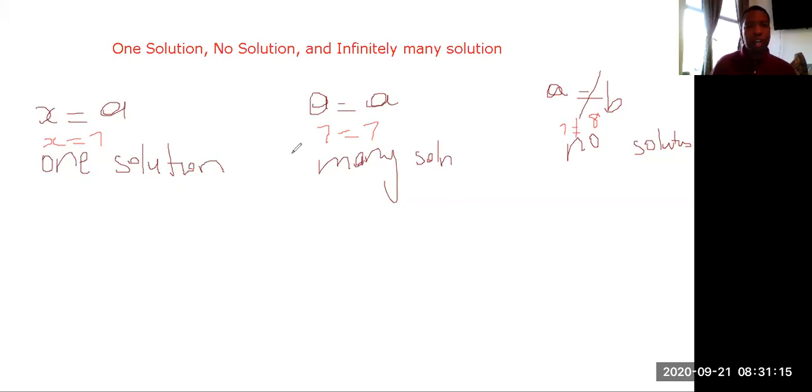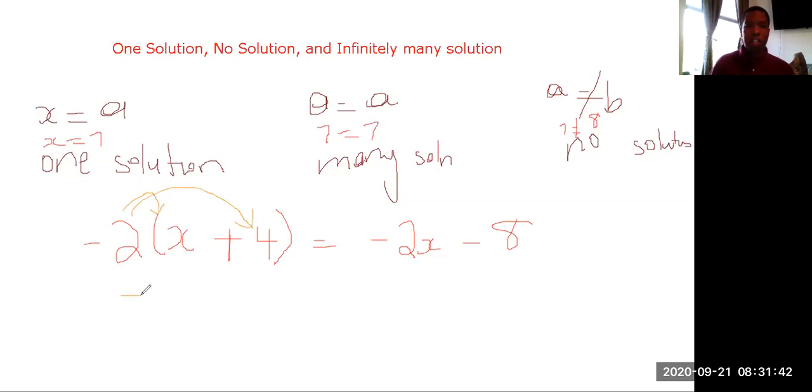Right? So to give an example, we're going to do 2x, I'm going to negative 2 plus 4 is equal to minus 2x minus 8. So now let's solve this. All right, we have to do the distributive property because we have some parentheses in there. So this is minus 2x minus 8 equals negative 2x.